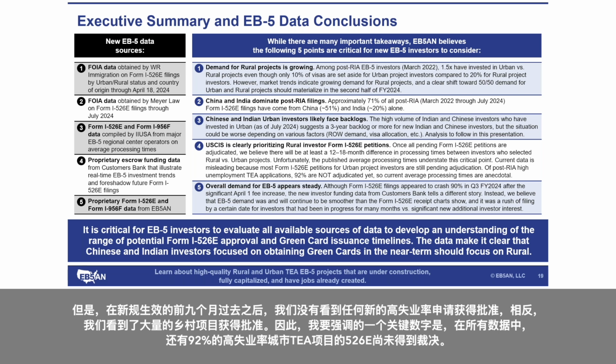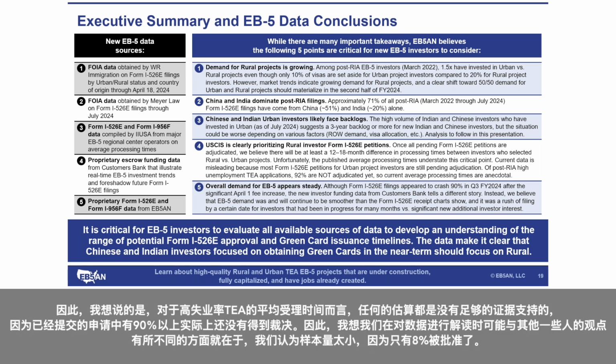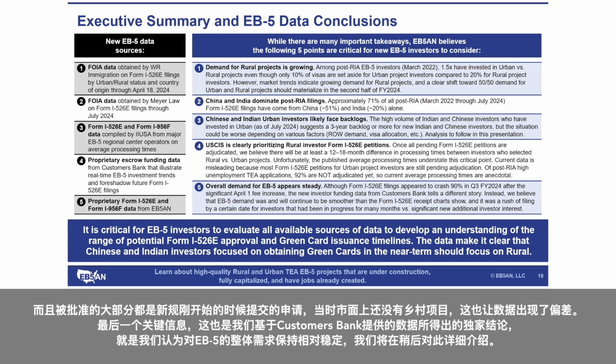So the key number that I would say is that of all the data, 92% of the high unemployment urban TEA I-526Es are not adjudicated yet. So anything that we're looking at for average processing times of a high unemployment TEA, I would say are pretty anecdotal, seeing that over 90% of those petitions that have been filed have not actually been adjudicated. So that is one thing that I think we probably differ on from some other groups in trying to interpret the data, is that we just think that's too small of a sample size, 8% being approved, and most of those coming from the very first start of the program when there weren't rural options, we think skews that data a little bit.